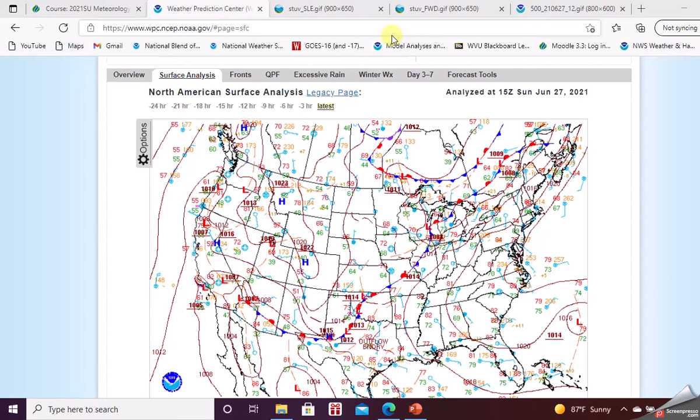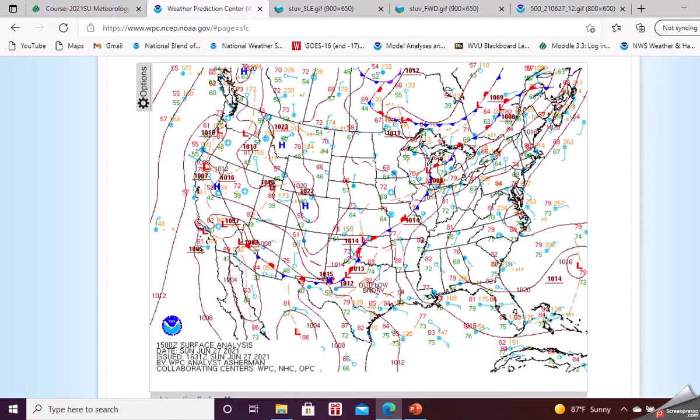Okay, this week we're going to talk about air pressure. So I thought I'd start off with a surface pressure map. Now the central question this week is just understanding what air pressure is and how it changes and what impact that has on the weather.